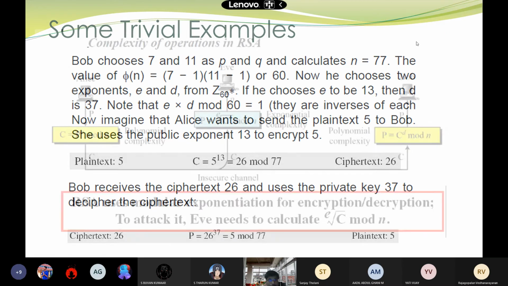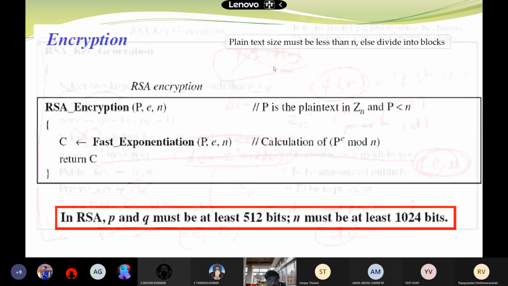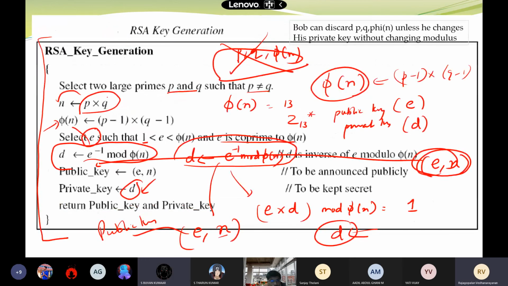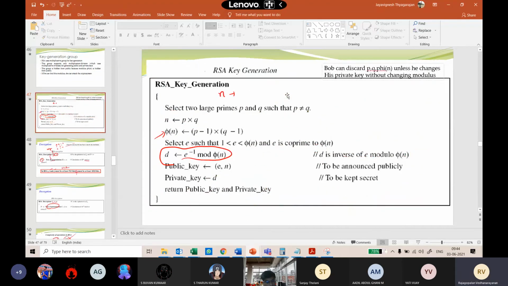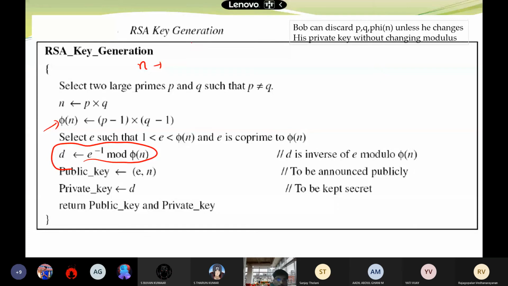Having chosen the prime numbers P and Q, what should Bob do? Can anyone tell me? N equal to P times Q. So he is now going to multiply these two prime numbers. What will be the value of N? 77. Very good. It's going to be 7 into 11, so that's going to be 77, right?